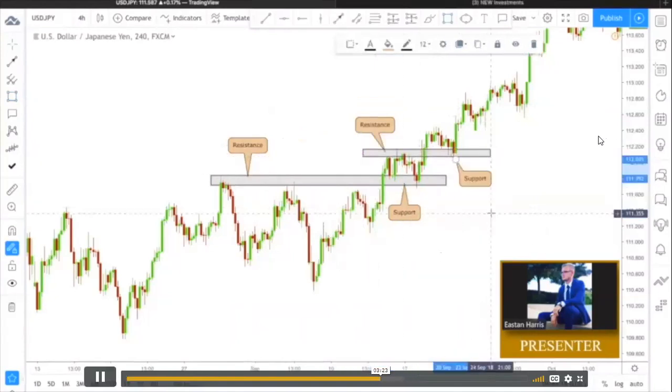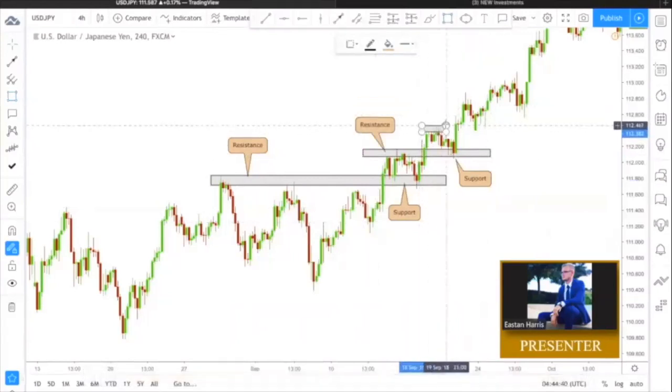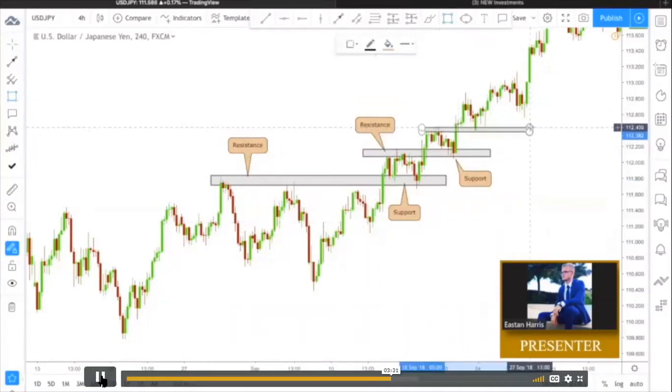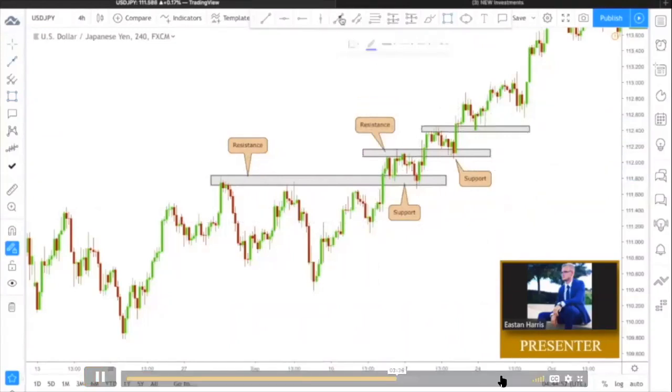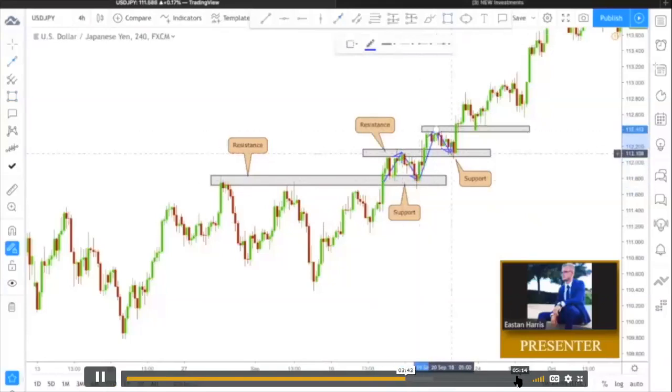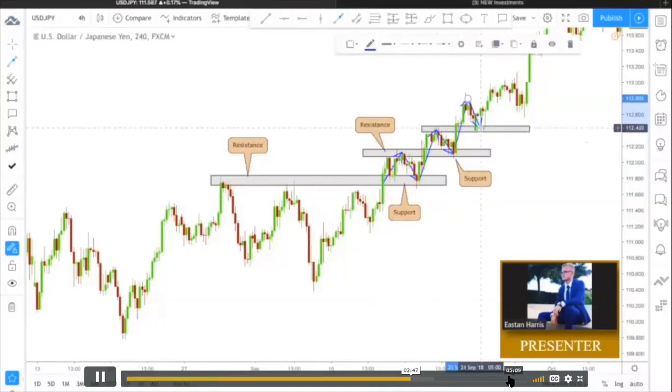So let me clone this. Very simple stuff, guys. Look, I can follow this all the way up. We have another resistance. Price finds resistance, breaks above that resistance, then turns to support yet again. I want you guys to pay attention to how price is moving between these zones, respecting them on either side. Support turns to resistance, resistance turns to support. It all works the same.